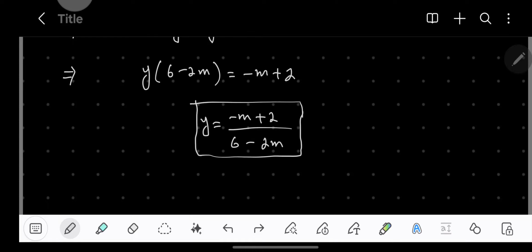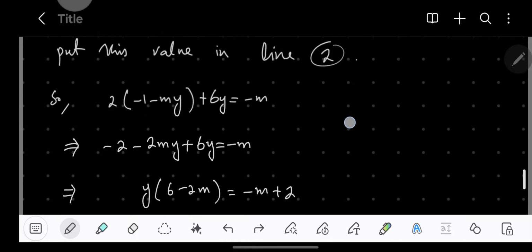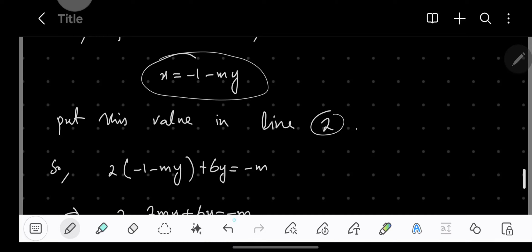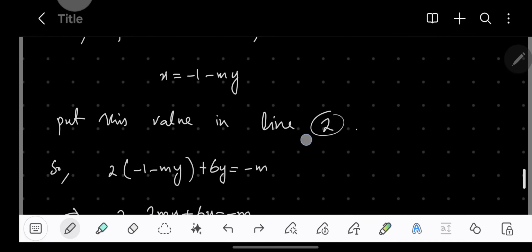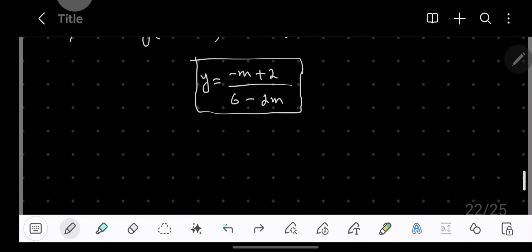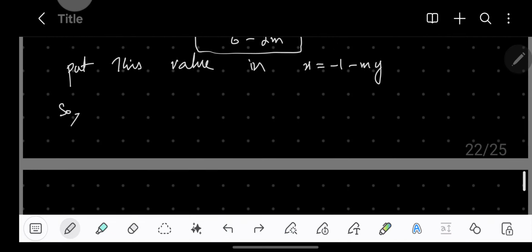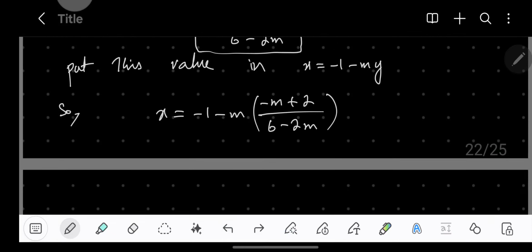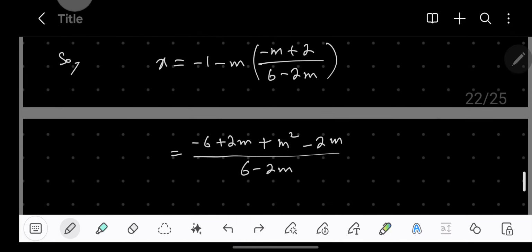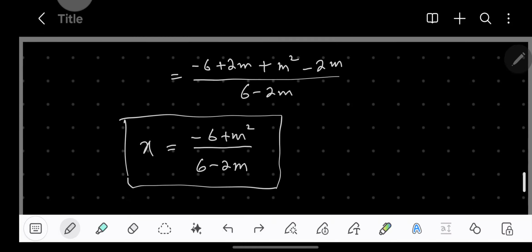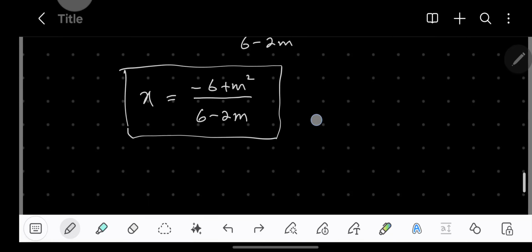Now if you put the value of y in place of y in this equation, you will get the value of x. So this is the equation in which we can put the value of y here in this place. If you put it, and after simplification, you will get this, and after more simplification, you will get the value of x. So these are the simple calculations.